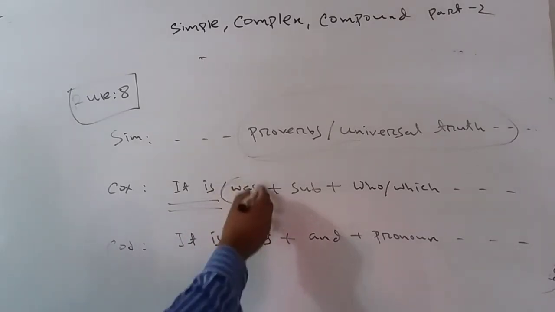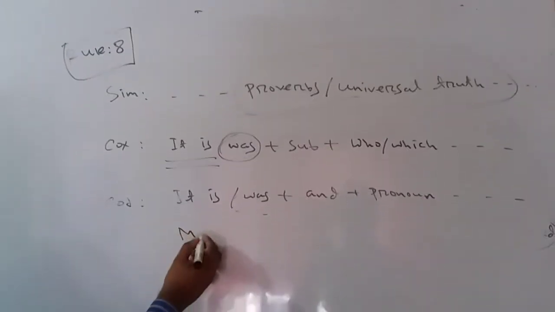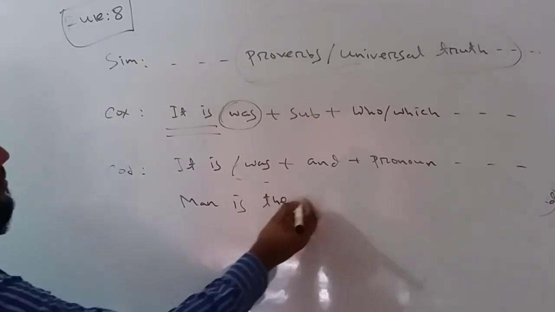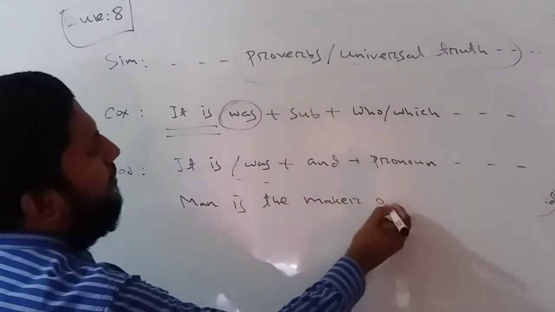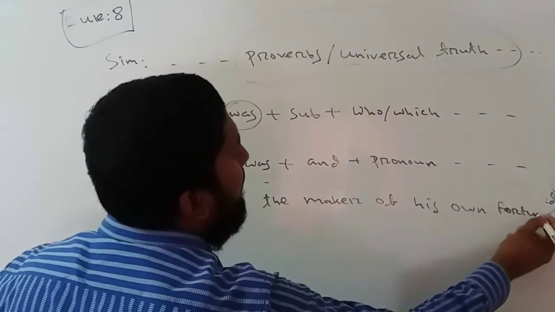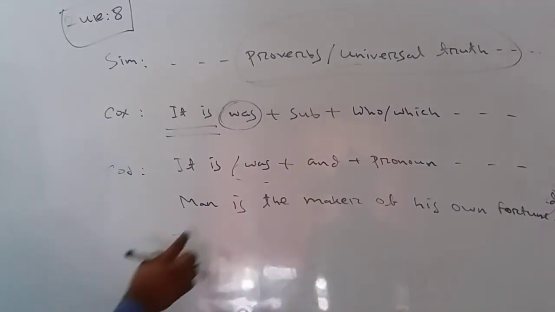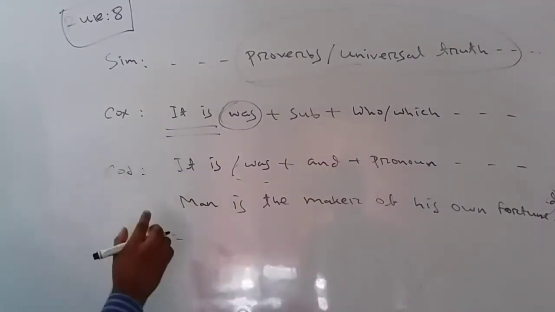Here you need not use was, but sometimes if any proverb is in past form, then you will have to use was. So I have written was in the rules, but in these rules maximum time you need not use was. So the example is: man is the maker of his own fortune. This is the proverb and it is in simple form.